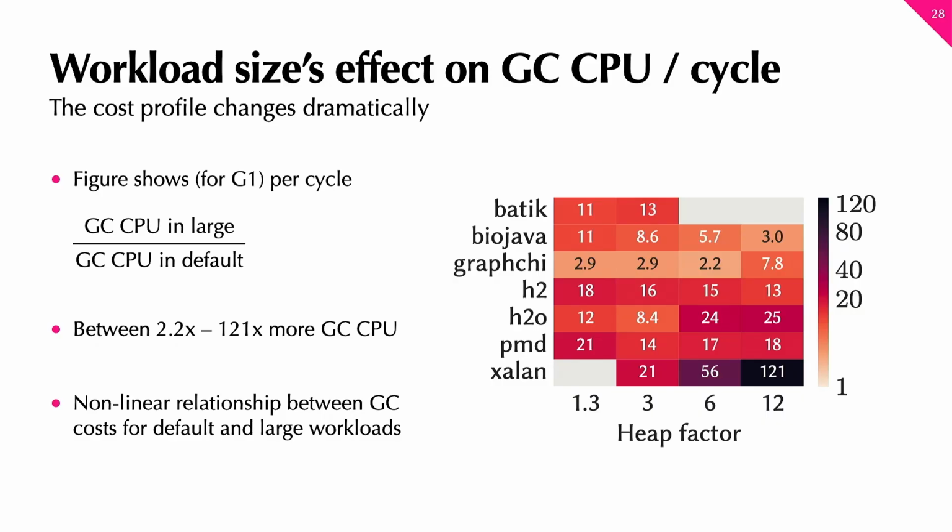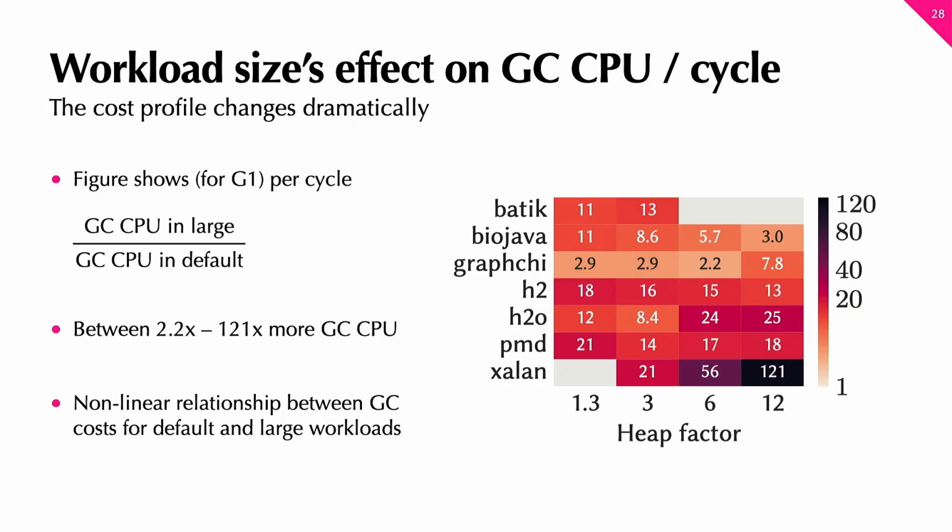And so what we're seeing is a pretty big change, right? There's somewhere between 2.2 and 121 times the higher cost in large, right? And of course, the freak result here is really the Xalan benchmark that we cooked up ourselves, not in order to get to this result, but just to increase the live set a little bit. And this is the result we got. But if you remove Xalan, then you're seeing somewhere between 2 and 25x cost per GC cycle, right?